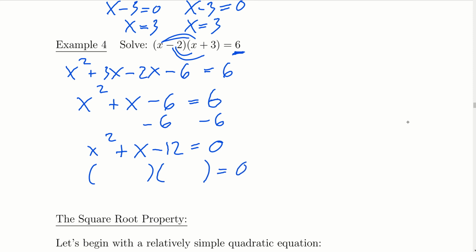The left-hand side does factor as x and x. We're going to have one plus and one minus, and it's going to be a positive 4 and a negative 3. Set each factor equal to 0.